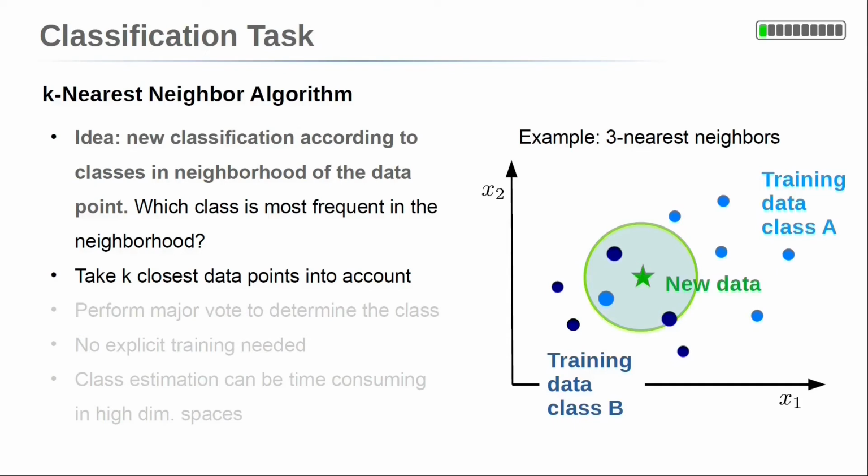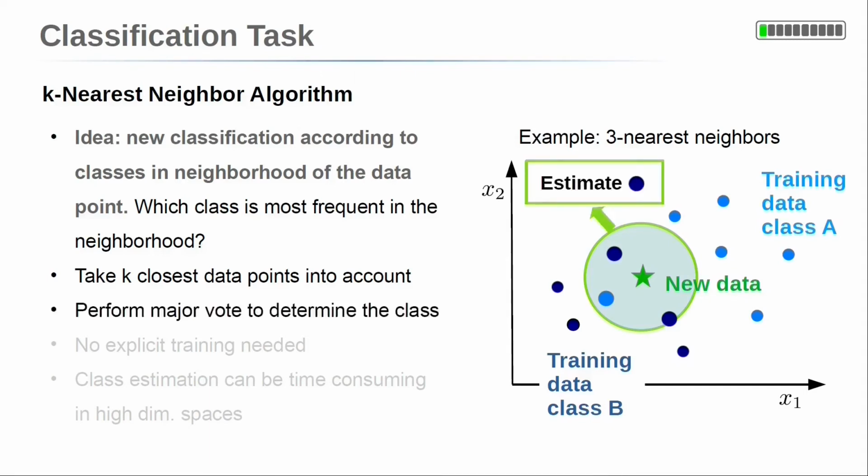Now, the algorithm considers the known classes of the closest data points. The estimated class can be determined by a major vote. This is the most frequent class. However, it is also possible to take the individual distances of the data points more accurately into account.